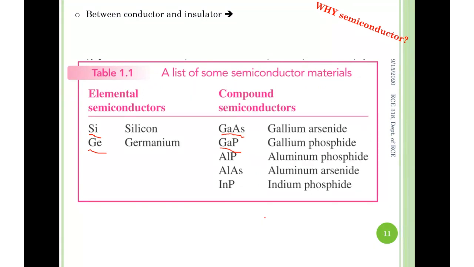Any thought? Why are you using semiconductor? No. Connor, what do you think?